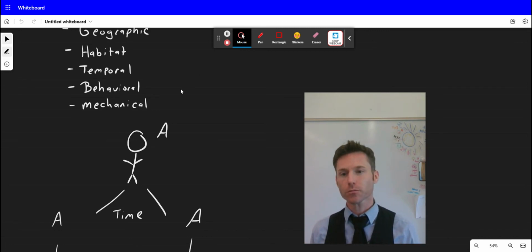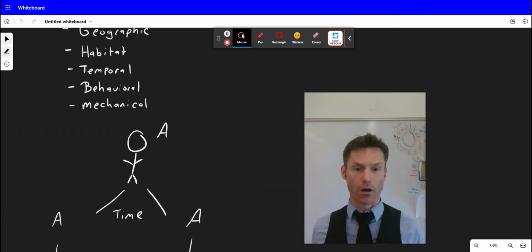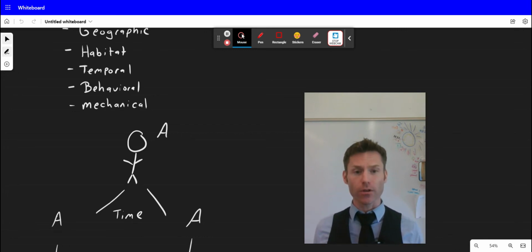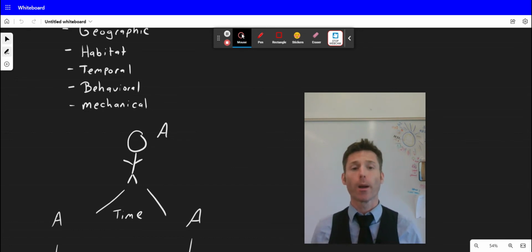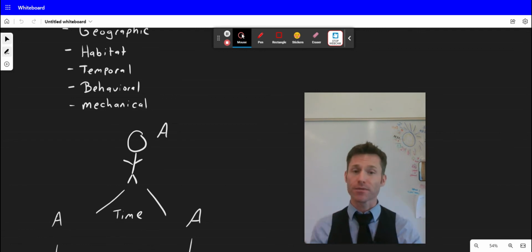Temporal. Then we have behavioral. Right? And so this is things like the two subsets might have different mating calls. They engage in different behaviors that are related to mating that is going to prevent them from mating. Okay? So again, they're in the same space, they're together all the time, they're hanging out, but they're never going to mate because they have different behaviors that keep them separate when it comes to mating.